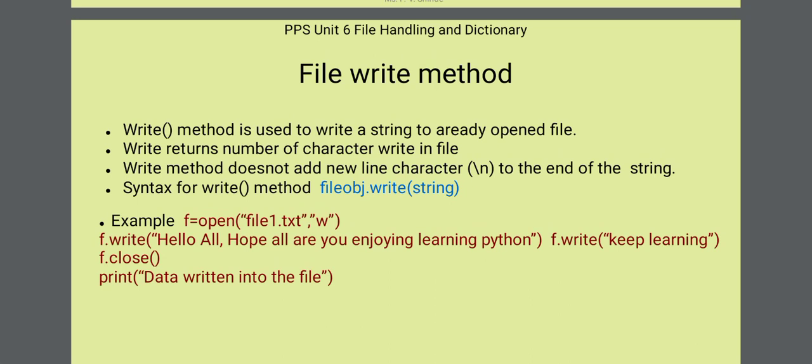Next one, we have to implement the write operation in it. So F dot write the string that you have to write into the file. Next one, again F dot write, keep learning, and finally after writing all the strings into the file, close the file. It is very important to close the file. F dot close, and just print the data on the console so that you will understand whether the operations are done or not.